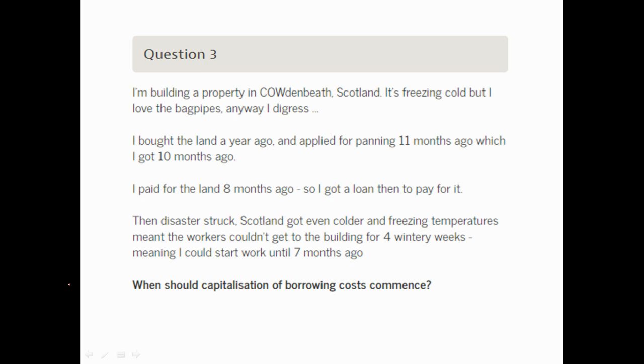So we are saying I bought the land a year ago and applied for planning 11 months ago, which I got 10 months ago. So the first criterion was met 11 months ago. Then I paid for the land 8 months ago. The second criterion was met 8 months ago because we are actually incurring expenditure on the asset. Then, before paying for that asset, I used the proceeds that I got from a loan. So that means the third criterion was met just before the 8 months. So all the criteria were met 8 months ago. Okay, that was brilliant.